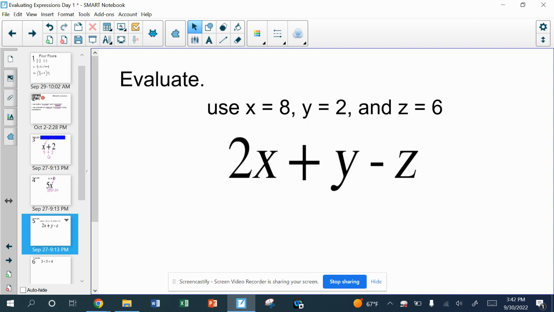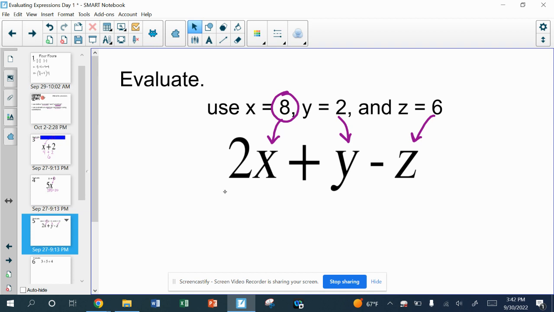Look at all this mess. I've got 3 different variables in this one. So I need to put, this time x is not 4, x is 8. Remember, these are variables. Variable means it can change. X is going to be 8, y is going to be 2, and z is going to be 6. So I have to put all 3 of those different variables. I have to substitute in for all 3 of those different variables, and then I need to evaluate. I need to figure this all out.